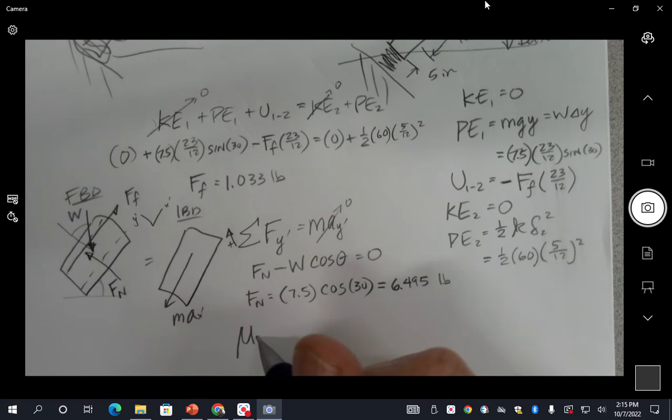So coefficient of kinetic friction, friction force divided by normal force.